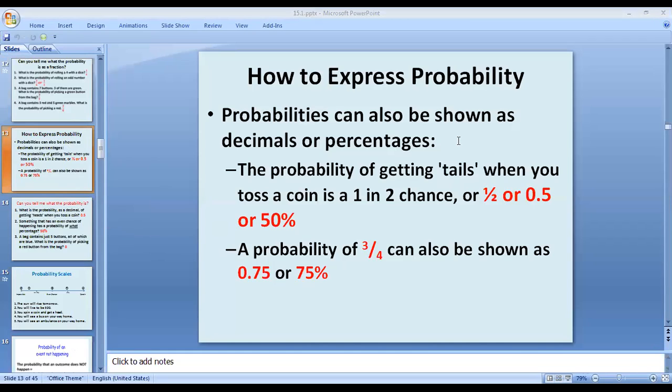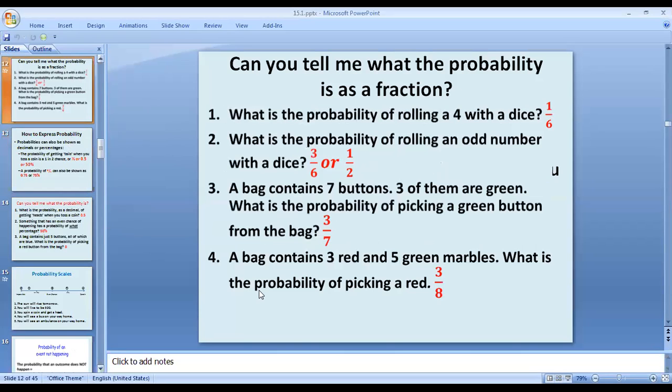Teacher, I didn't really understand the last example on the last slide. Number 4? Yeah. A bag contains 3 red and 5 green marbles. What's the probability of getting a red? How many red marbles are there? 3. All the marbles together, red and green, how many? 8. So that's it, 3 out of 8. Okay, thank you.